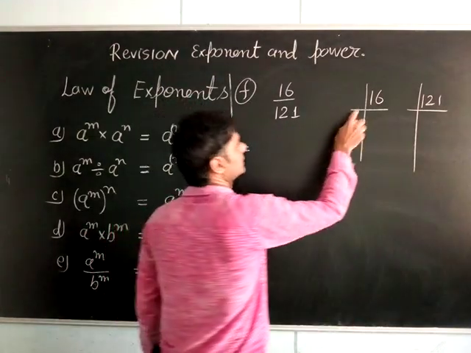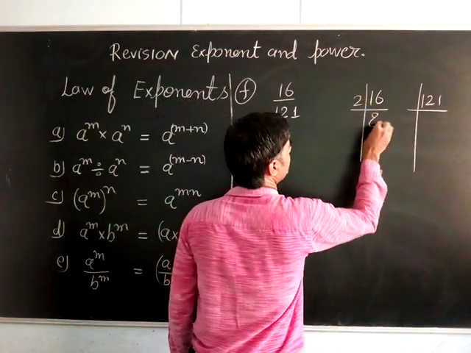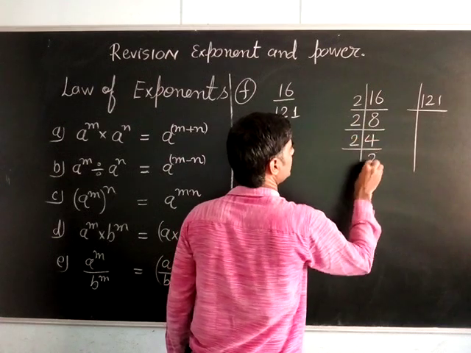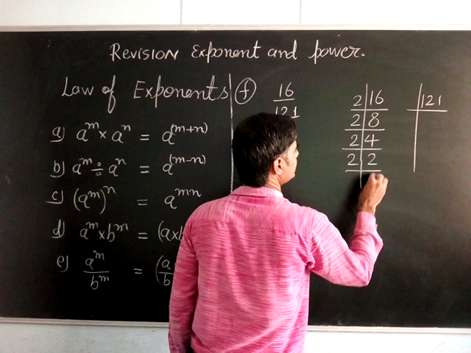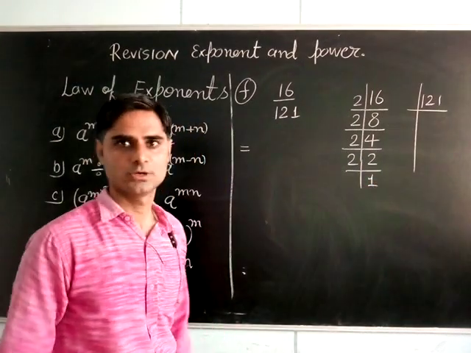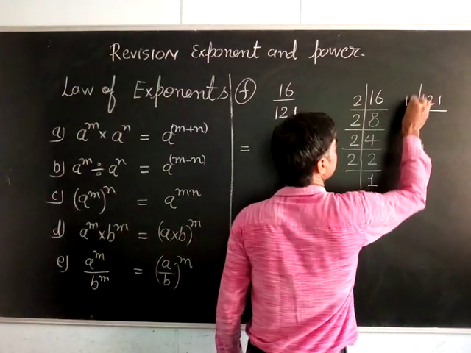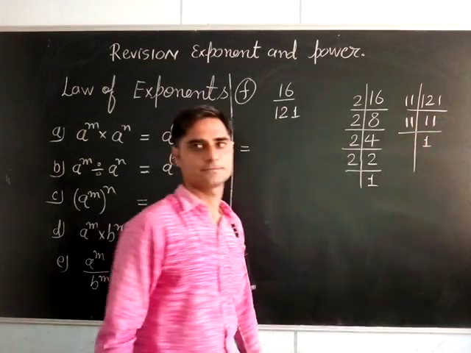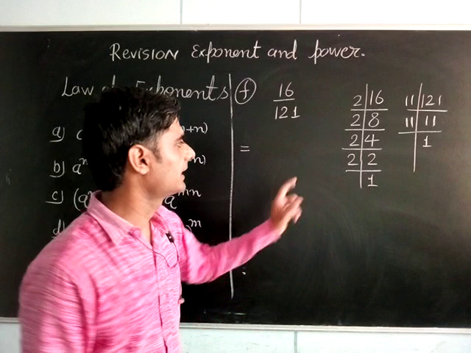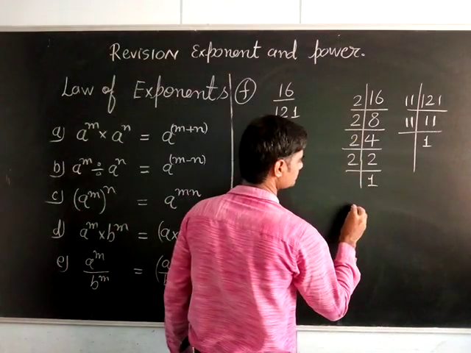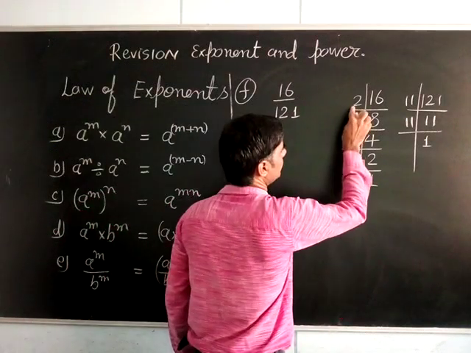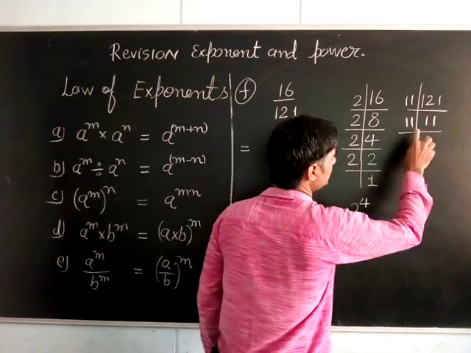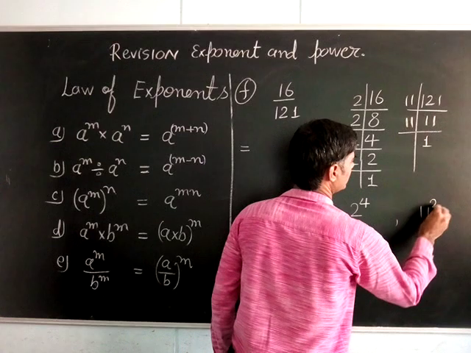Okay. Now 16 divided by 2 is 8. Then again by 2, 4. Again by 2, 2. And this is 2, 1. Similarly here also it is divisible by 11, and this 11, 1 time. 11 times 11 is 121 and 1. So this will be equal to 2 power, 1, 2, 3, 4, 2 power 4, and this will be equal to 11 power 2.